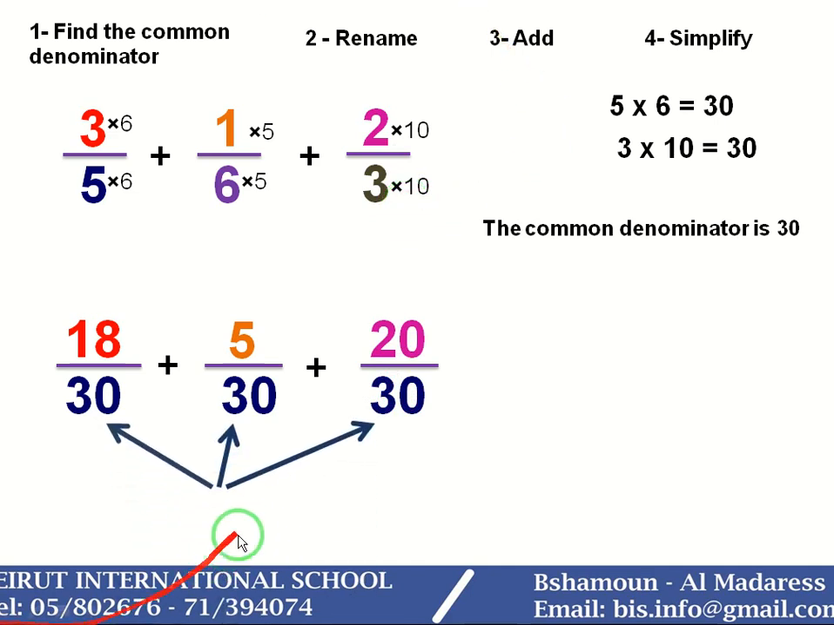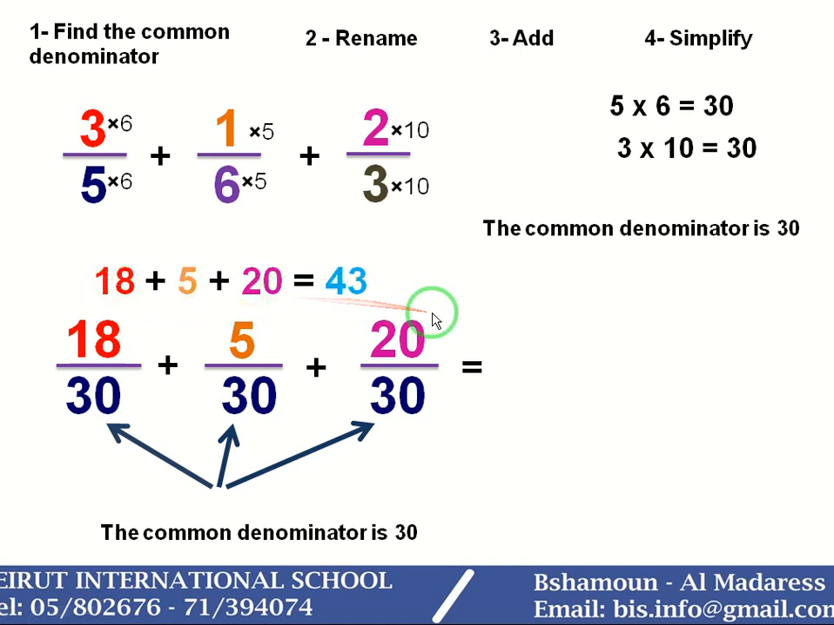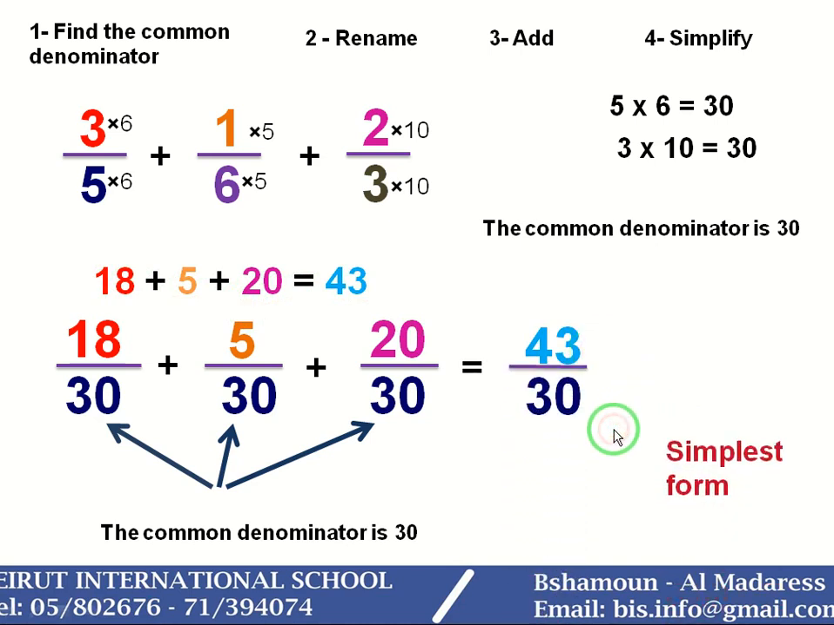So since I have now the common denominator, which is 30, I can add the numerators. 18 plus 5 plus 20 is equal to 43. So 43 over 30 is the final answer, and my fraction is in its simplest form.